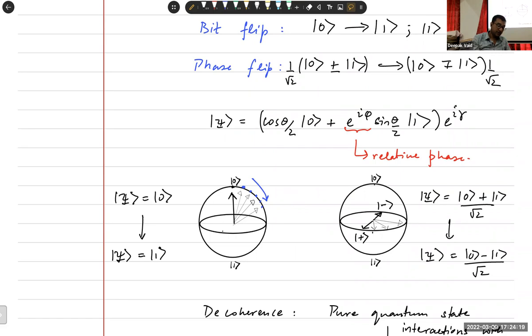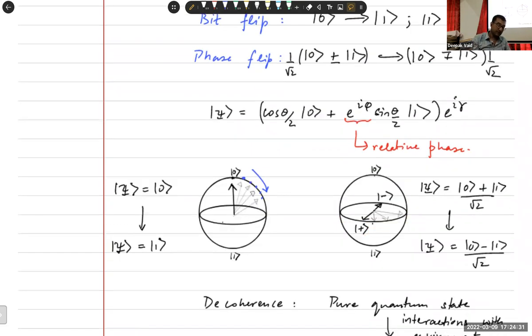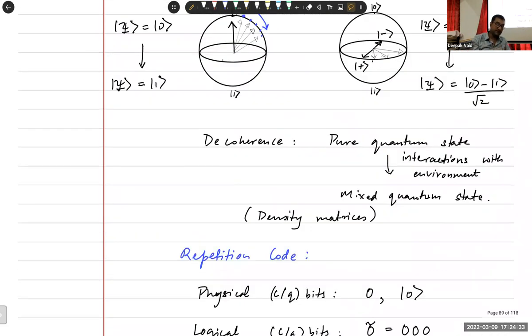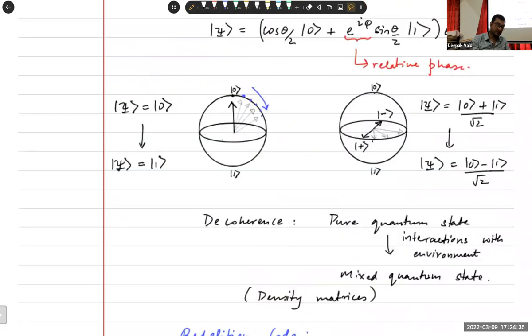Right. So bit flip, you can understand as going from the zero state to the one state. Phase flip, you can understand as going from the plus state to the minus state, as a bit flip in the Bell basis. Right. So this is called the Bell basis, the plus minus.